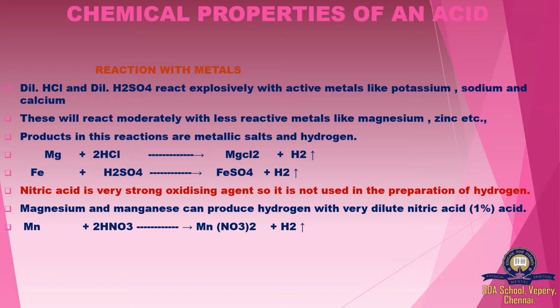But here also some exceptions there. Magnesium and manganese can produce hydrogen with very dilute nitric acid, that is 1%. 1% means in that aqueous solution very little amount of nitric acid is present. So when the manganese is reacting nitric acid, the manganese becomes a manganese nitrate and then hydrogen gas is evolved.